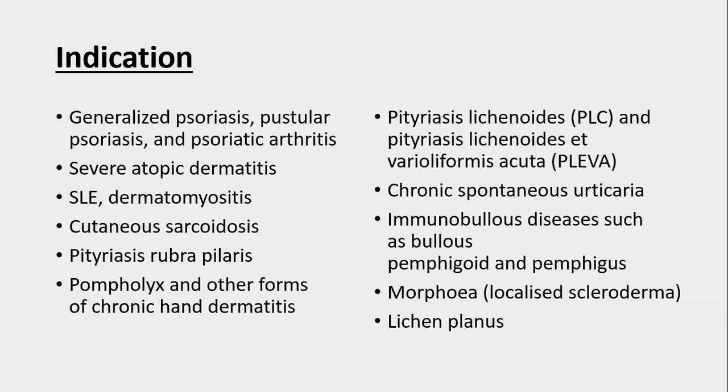Methotrexate is given in PLC or PLEVA, in chronic spontaneous urticaria when nothing is working, in immunobullous disorders like pemphigus and pemphigoid, but definitely it's not the treatment of first choice. If we are going to give some steroid sparing agent, then preferable is azathioprine or mycophenolate mofetil. Then it is good in morphea or even in systemic sclerosis because it is antifibrotic. Then it is given in severe generalized lichen planus or erosive lichen planus.